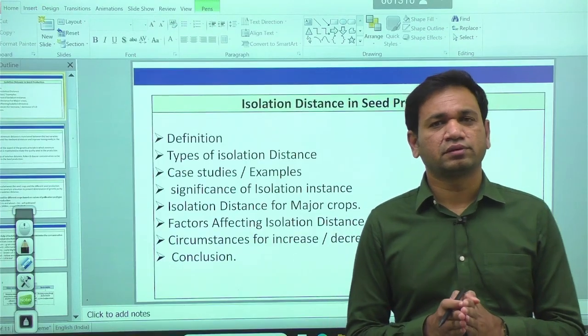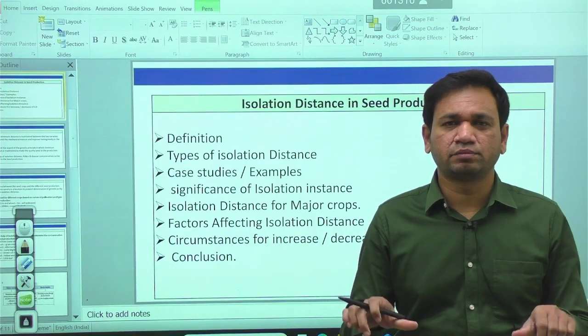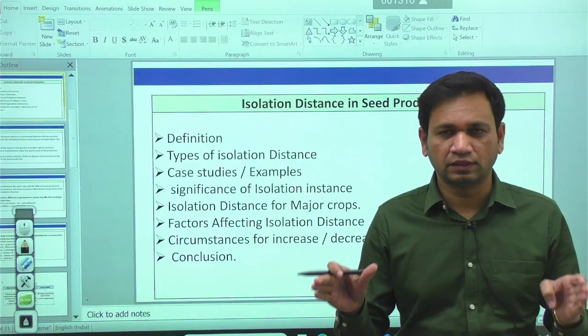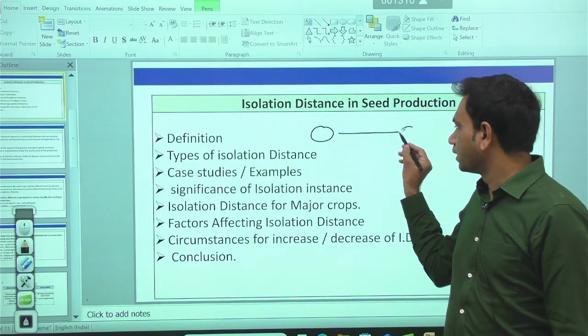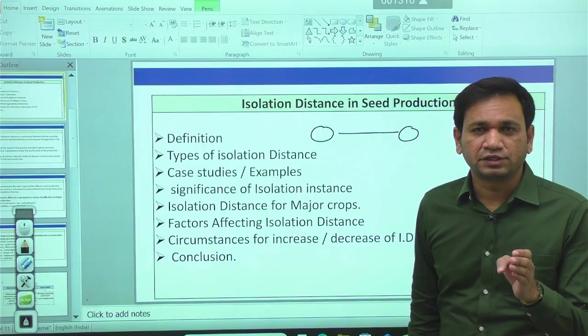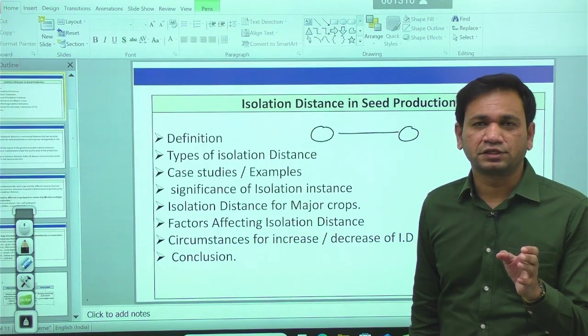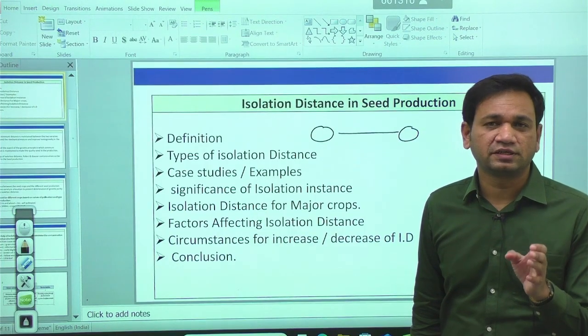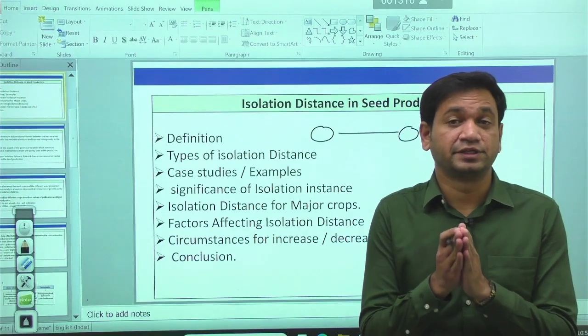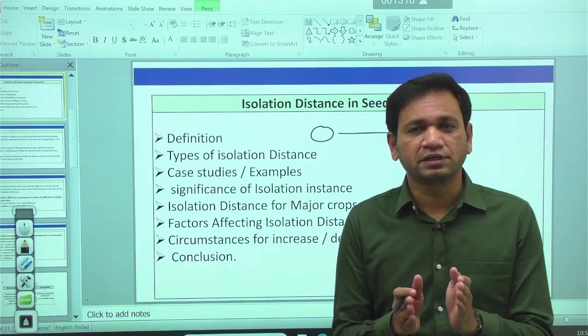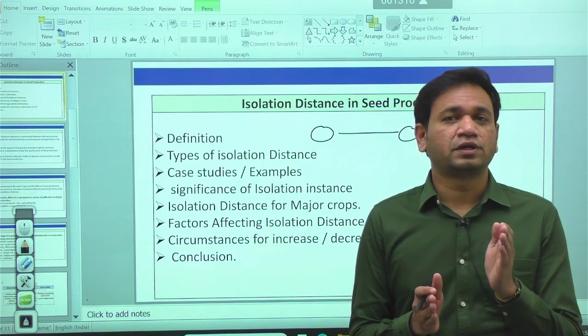In the case of isolation distance, the minimum distance is maintained from one field to another field, that is, from one plot to another plot, to avoid mechanical contamination and to improve the homogeneity in the seed lot. This is called isolation distance. It is one of the methods in the genetic principle for quality seed production.